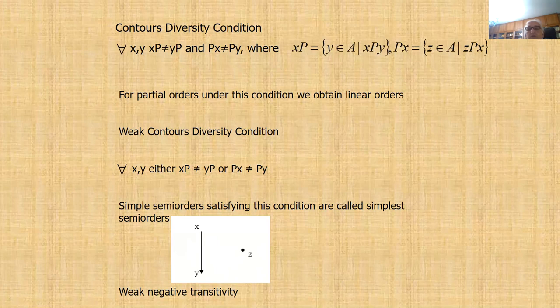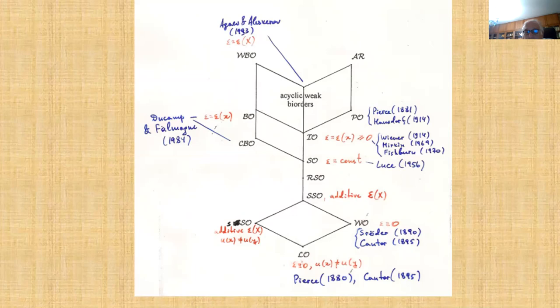I'm sorry, it is handwritten. It is what we know now. These are linear orders, which were introduced by Cantor and Pierce in 1880. And this is epsilon equal to zero, and u of x is not equal to u of y for any x and y. Here are simple semi-orders. Here are weak orders, again Schroeder and Cantor.